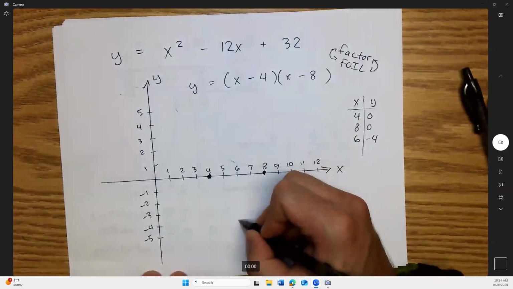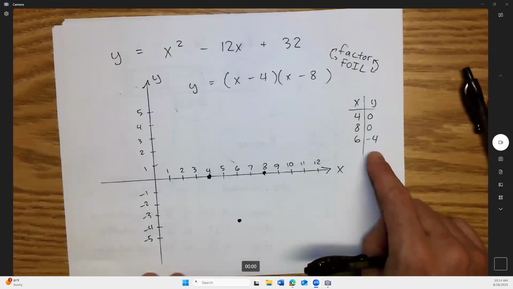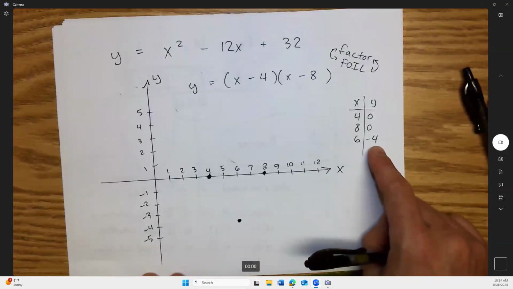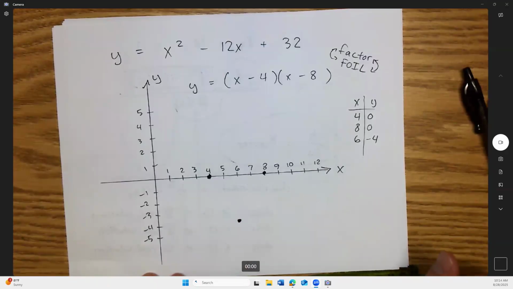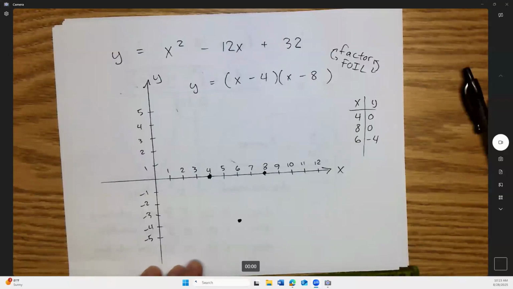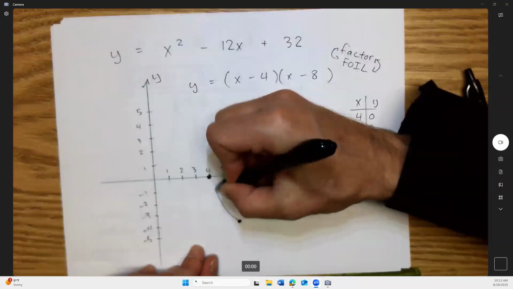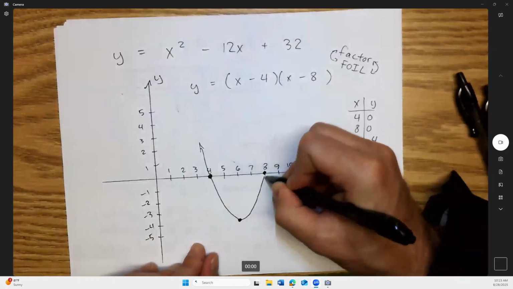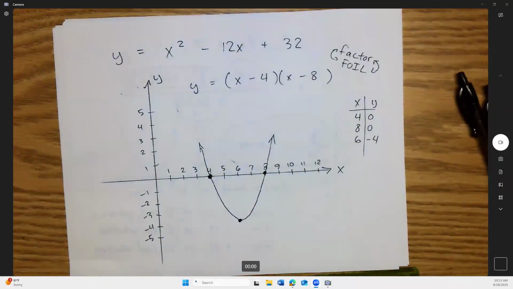Would that be right here? So there are 3 points on the graph. But I think that point has to be the vertex because it's halfway between the zeros. So do you guys see what the rest of the graph is going to look like? It's got to look like that, isn't it?